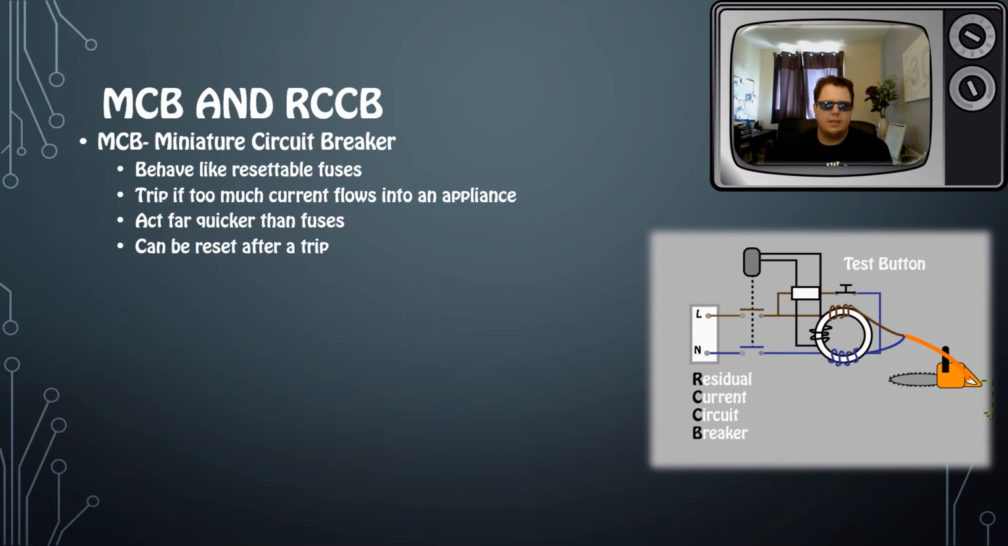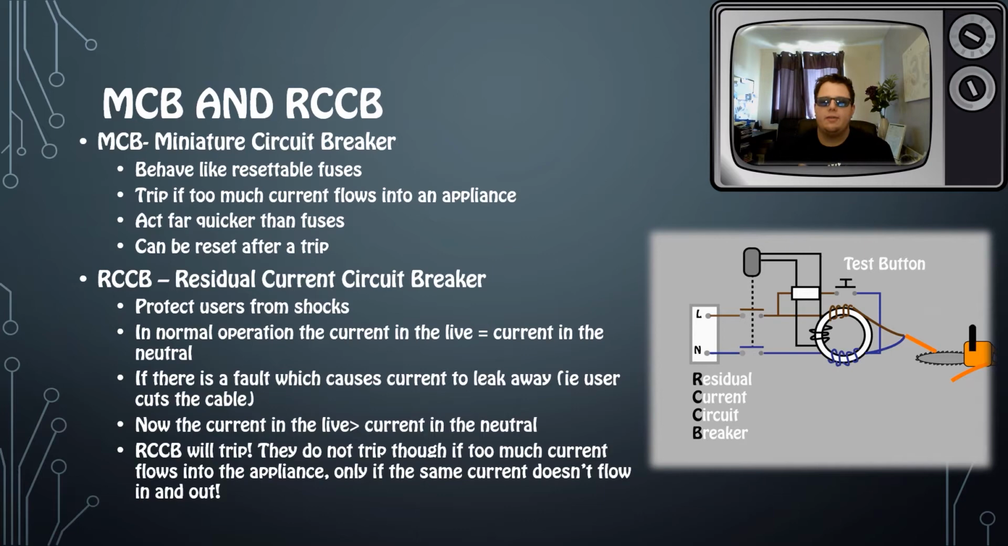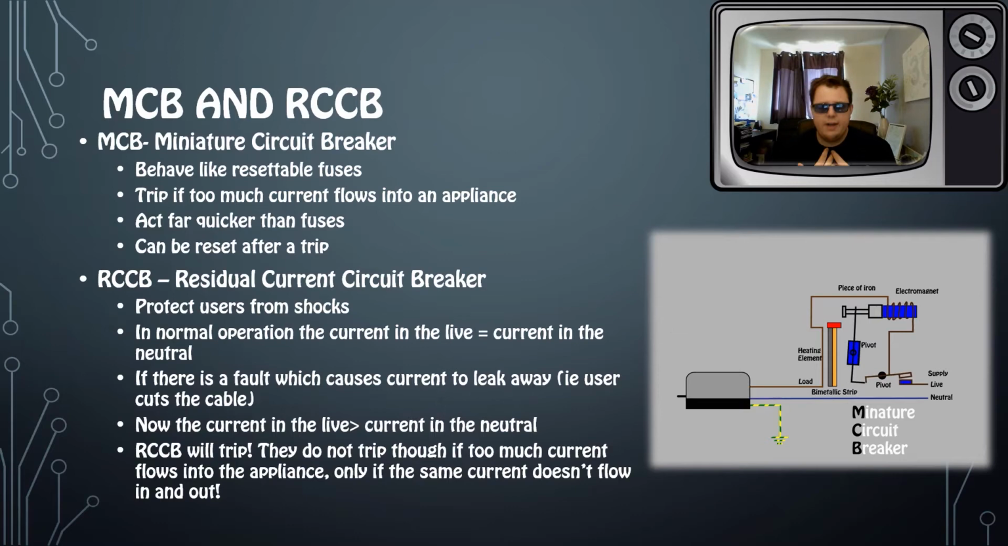Now, circuit breakers, MCBs, miniature circuit breakers, are there like fuses. They're designed to stop a fault with the appliance causing a fire. What they're not designed for is to protect the user from a shock.